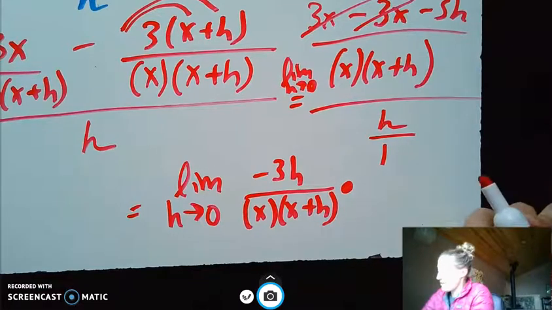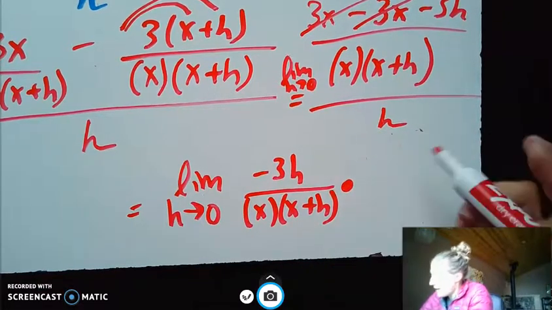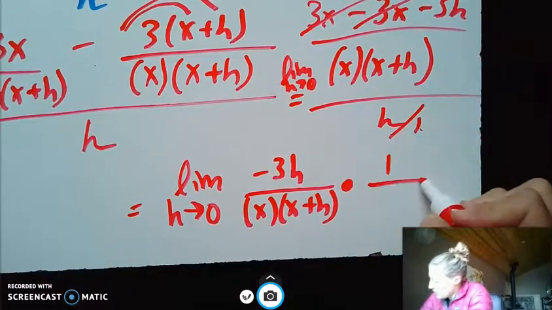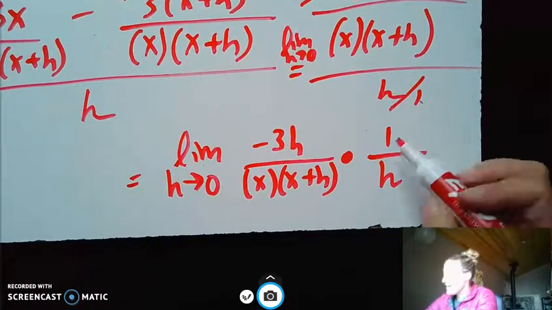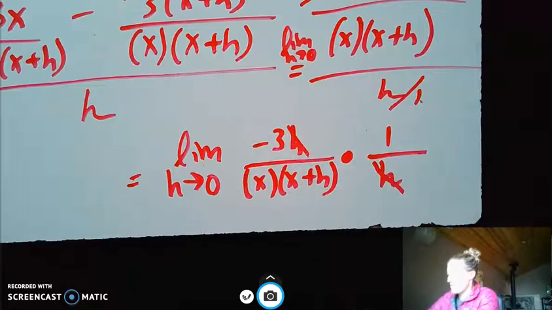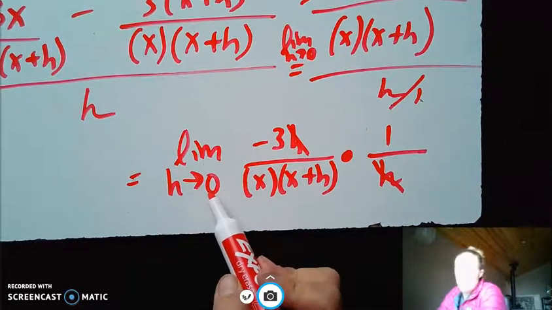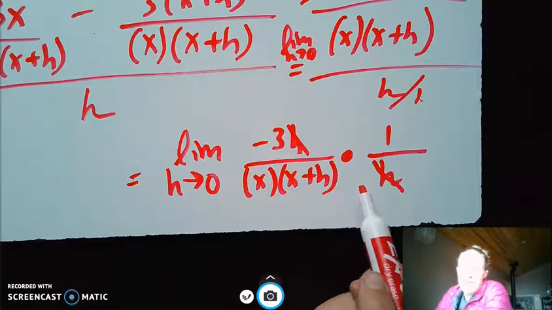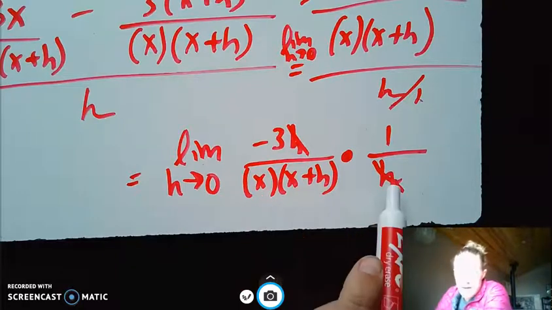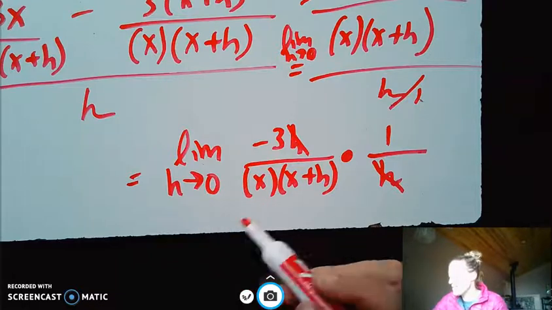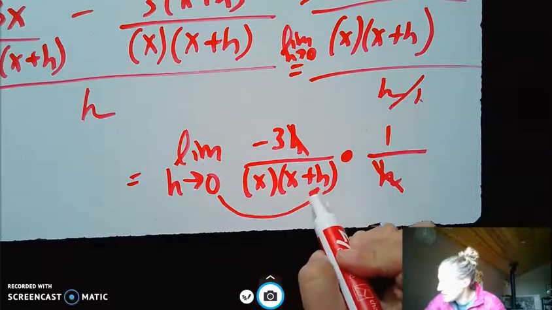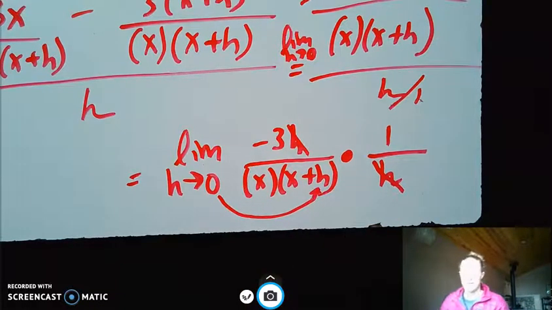Instead of divide, we're going to times by 1 over h, so the flip of h over 1. Now, the h's will cancel, which means when we plug in 0 for h, we don't get a 0 on the denominator, like we don't divide by 0. So now if we plug in 0 for h, there's only one h left to do that with. You'll get x's and numbers and stuff, and that's great.